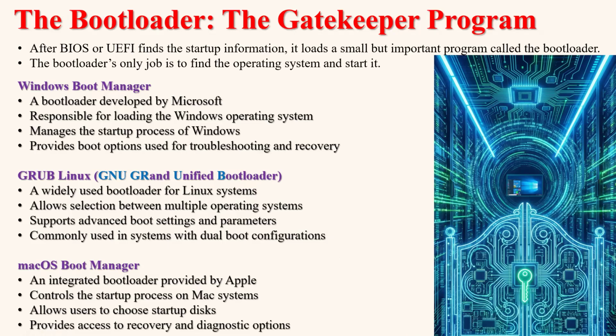Different operating systems use different bootloaders. For Windows, we have Windows Boot Manager, which controls how Windows starts. Further, it provides recovery options too. For Linux, we commonly use GRUB, that is, GNU Grand Unified Bootloader. GRUB allows selecting between multiple operating systems. And this is why it is popular on dual boot systems. Similarly, for Mac OS, Apple provides its own boot manager, tightly integrated with its hardware.